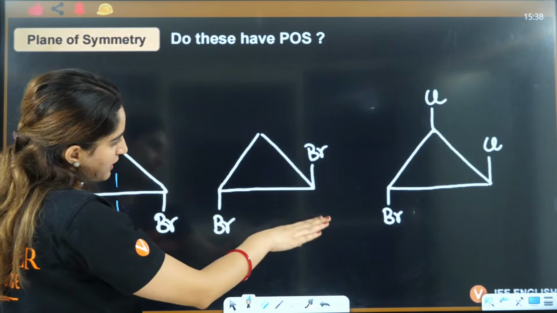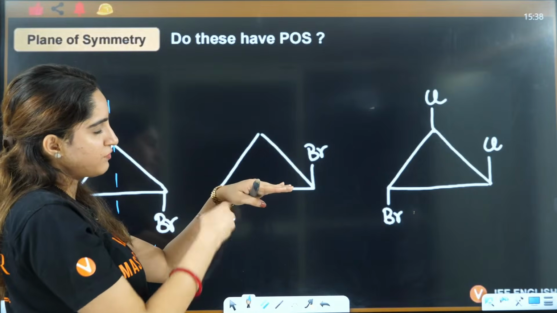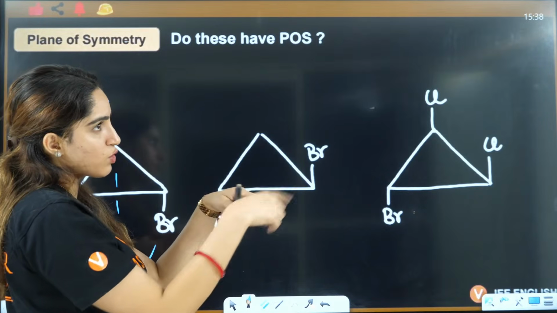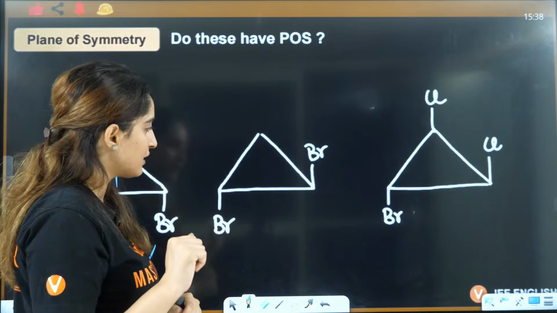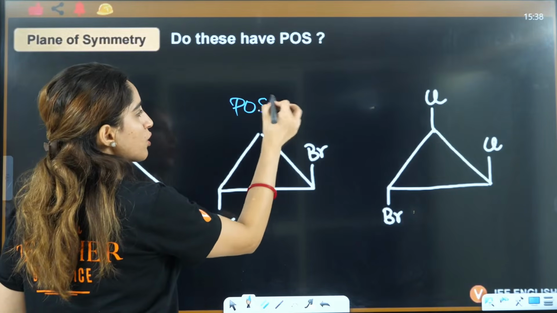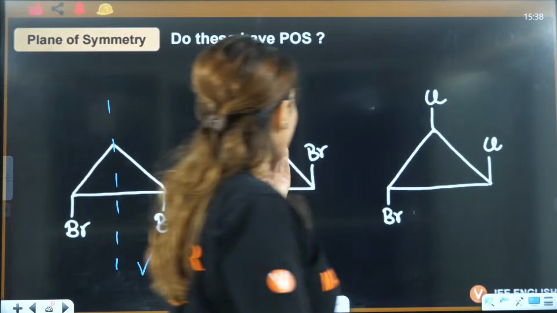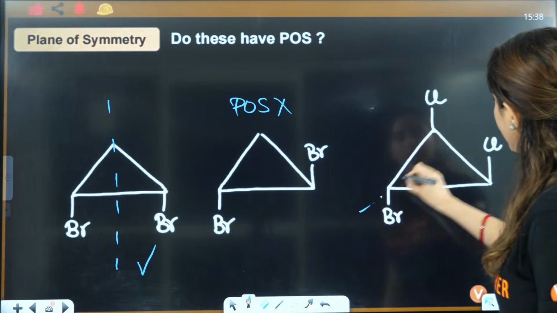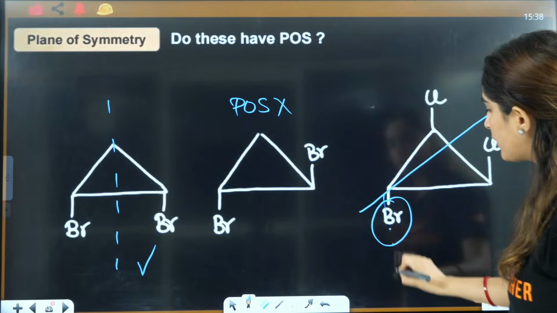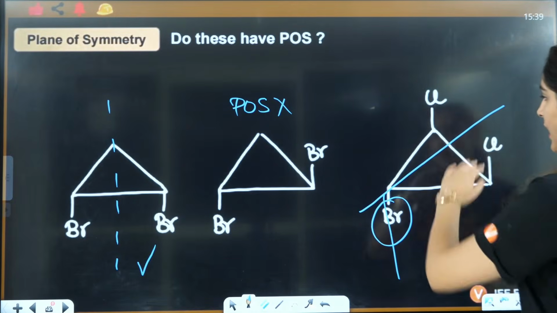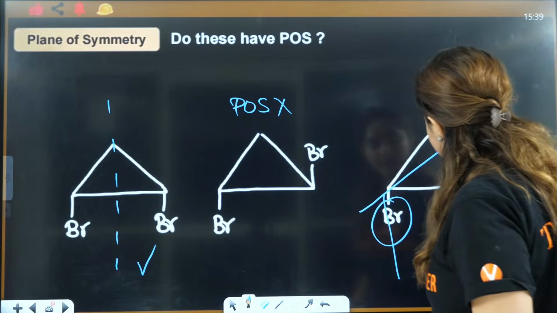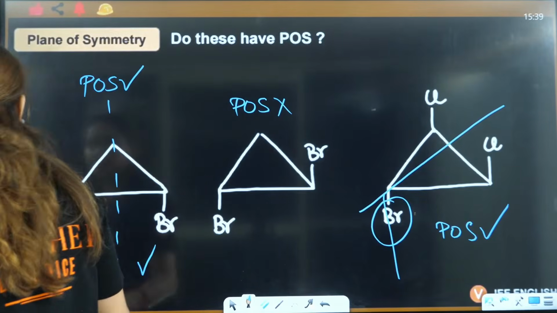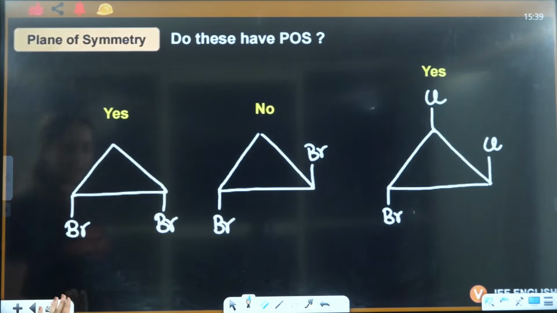If I pass a plane, this is a triangle, this is above, this is below. If I pass a plane here, even then it is not dividing into symmetrical positions. Even then it's not possible. So here POS is not possible. No matter how much we try, we are not able to pass a plane which is symmetric here. In this case, you can easily pass a plane which divides this atom into equal halves, and these two are divided one on one side and one on the other side, right? That means here POS is definitely present. Here also POS is definitely present. Okay? Yes, no, yes. Right?